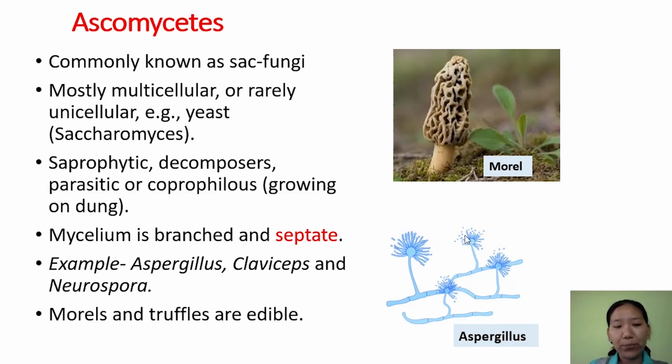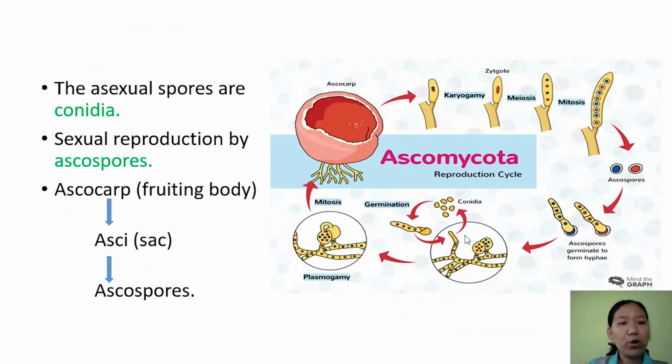Talking about their reproduction, ascomycetes reproduce asexually by spores called conidia. As discussed earlier, conidia are non-motile spores produced exogenously. Here you can find the hyphae, and a group of these hyphae together we call mycelium. On this there is formation of conidia. Conidia are non-motile structures. Now, sexual reproduction takes place by formation of ascospores. Where are these ascospores produced?